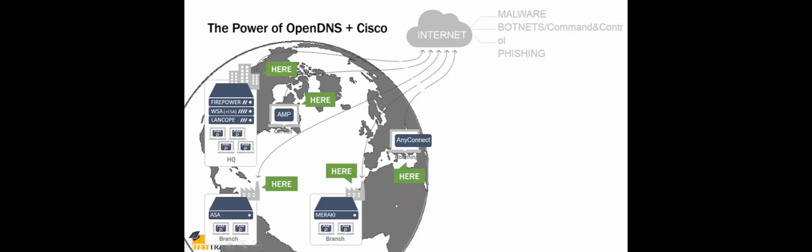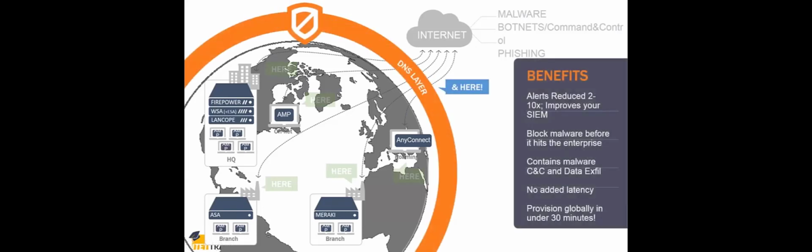So all this one is again using the DNS layer. This DNS request is coming to the Umbrella cloud, where malware, phishing, and command and control can be monitored. The benefits are very simple. It blocks malware before it hits the enterprise, and contains malware, C2, and data exfil. No added latency. So there is no latency.